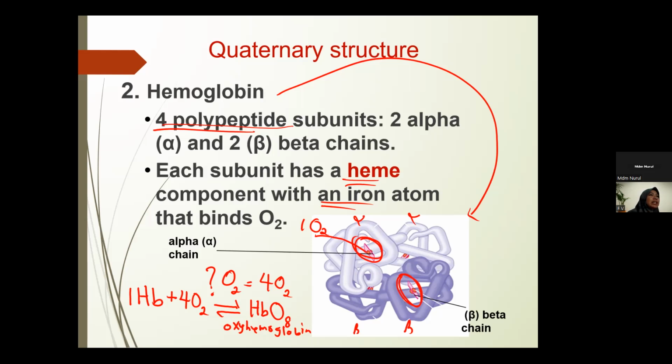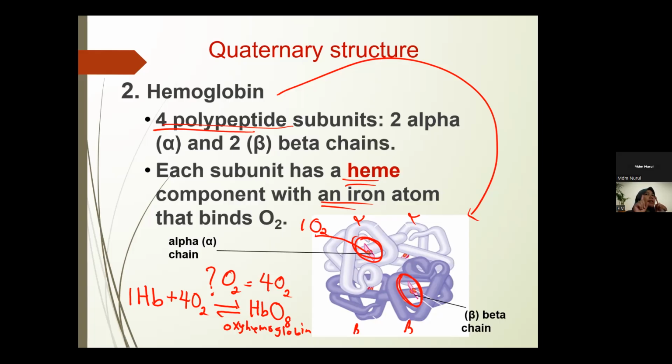And tertiary structure, showing you overall shape of polypeptide happen due to interaction among R group. So ada 2 jenis interaction. Weak interaction, strong interaction.